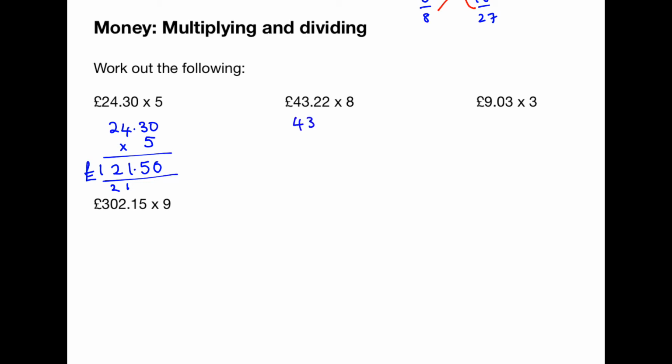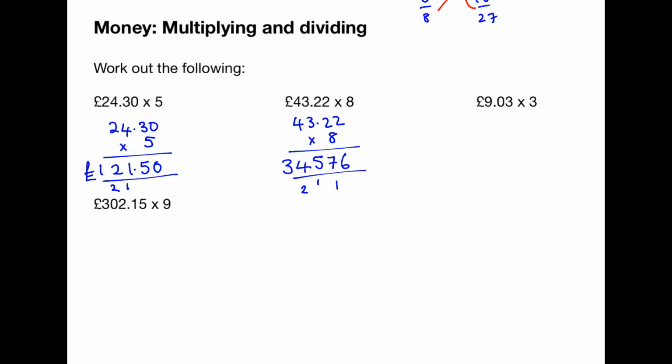Next one, £43.22 times 8. That one is exactly the same as the one before in terms of what we're going to do. So 2 8s are 16. 2 8s are still 16. Add the 1 makes 17. We're ignoring the decimal point just now. 3 8s are 24, add the 1 makes 25, and 4 8s are 32, add the 2 makes 34.